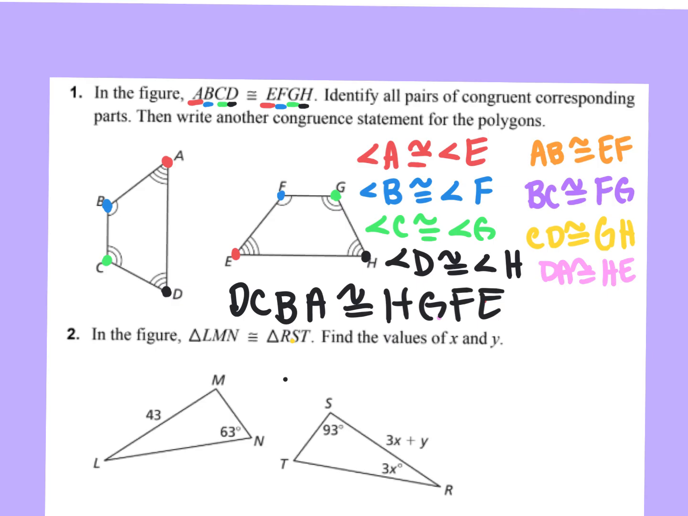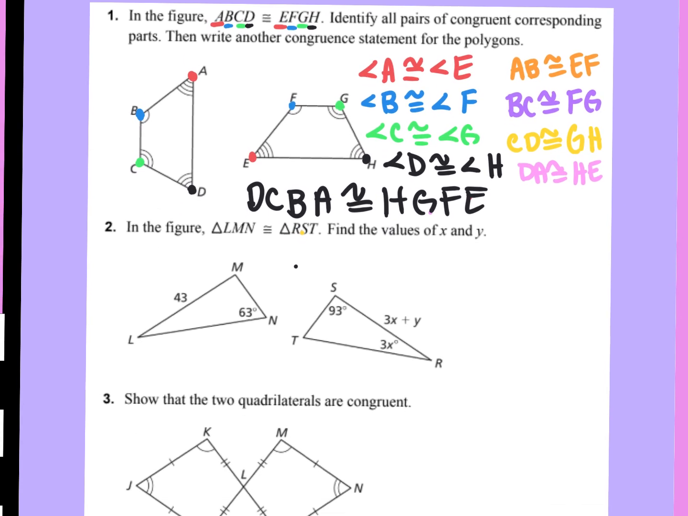Is that multiple choice, or would you have to write all of those? They would probably only ask you something like, angle C is congruent to what? Okay? Or, yeah, that might be multiple choice, but they probably wouldn't make you write every single one of those.